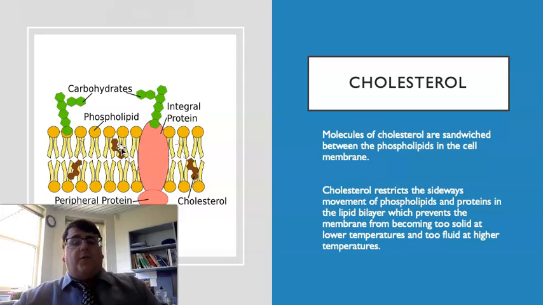Therefore, when the temperature is changing, for example, it's going to prevent them from becoming too solid in lower temperatures because it can't let them get too close, but it's also not going to let them get too far apart when it's higher temperatures because it's going to hold them at a certain distance apart. So cholesterol is really important for helping control the rigidity of the cell membrane and how permeable it's going to be.